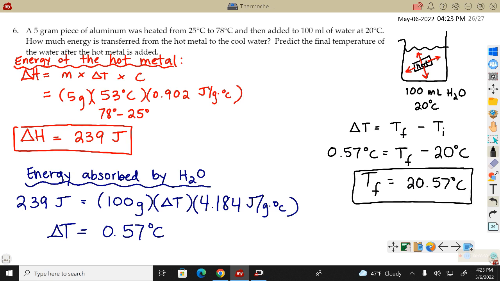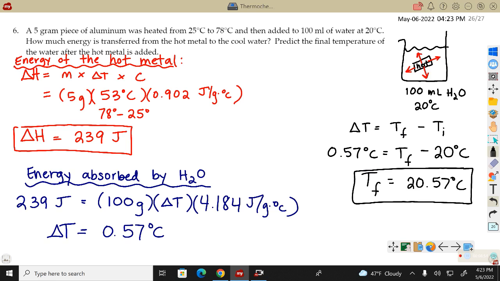Or you could just use your noggin. Again, if we're adding this hot piece of metal to the cold water, I would expect the temperature of the water to go up. So when I see a temperature change of 0.57 degrees, it should increase by 0.57 degrees. So we got our final temperature.